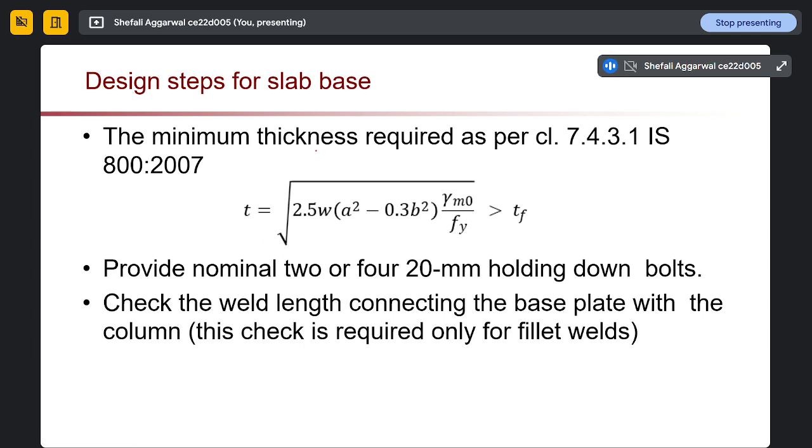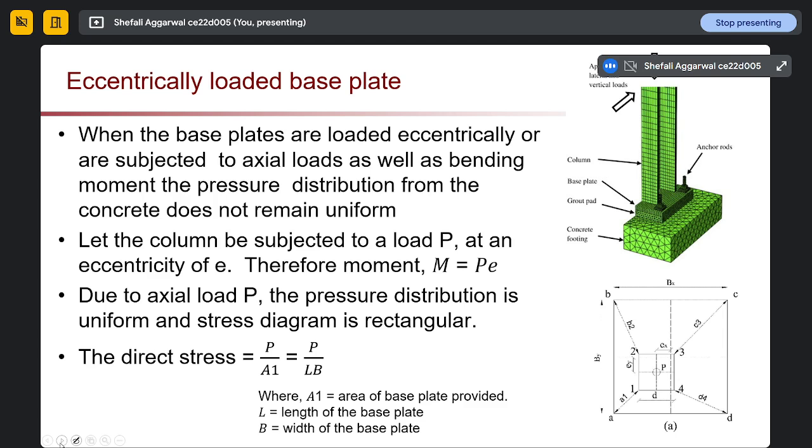After this, we will calculate the minimum thickness. So this is the formula we have calculated previously. We'll calculate the minimum thickness, and the thickness of our base plate should always be greater than the thickness of the flange of our column. After providing thickness, we will provide 2 or 4 bolts, and then, in case we are providing welding, we will check the welding length connecting the base plate with the column. So this is the main design, the simple design of our slab base.